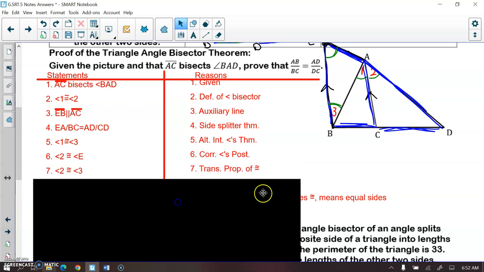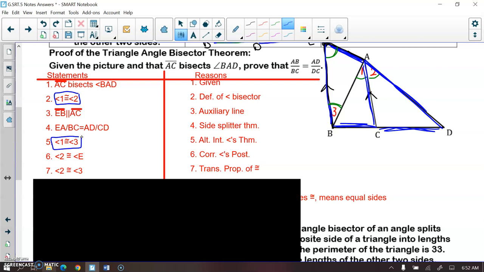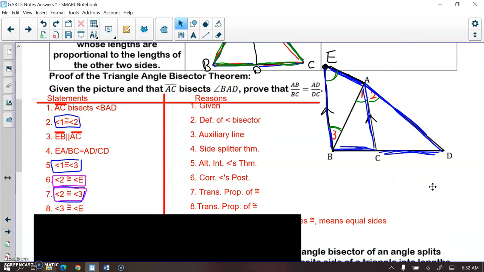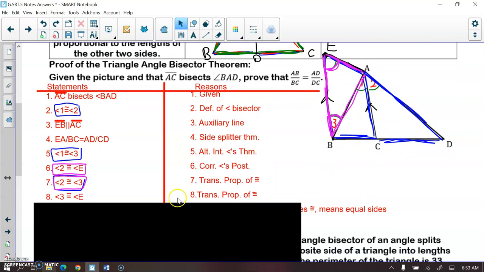Okay, then if we know angle 1 is congruent to angle 2 and angle 1 is congruent to angle 3, then we can say angle 2 and angle 3 are congruent by the transitive property. And then we have angle 2 being congruent to angle E and angle 2 also being congruent to angle 3. So since angle 2 is congruent to both of these angles, we can say that those angles are congruent by the transitive property as well. So what I have right now is angle E and angle 3 being congruent, which, it doesn't look like it because I didn't draw this properly, actually makes this triangle here an isosceles triangle.